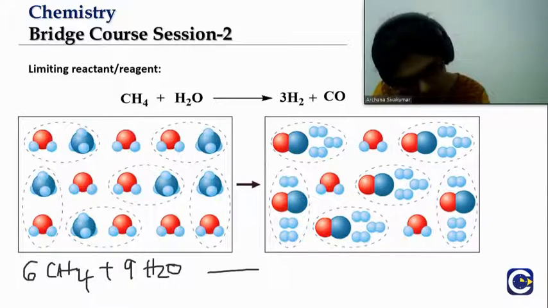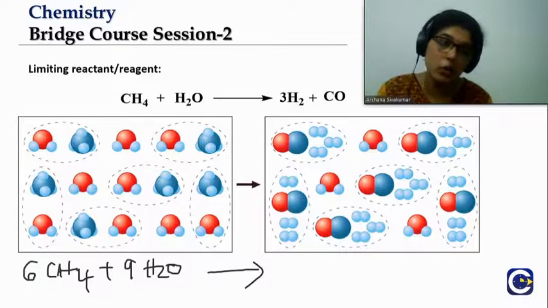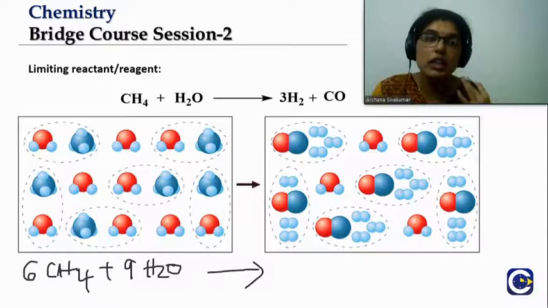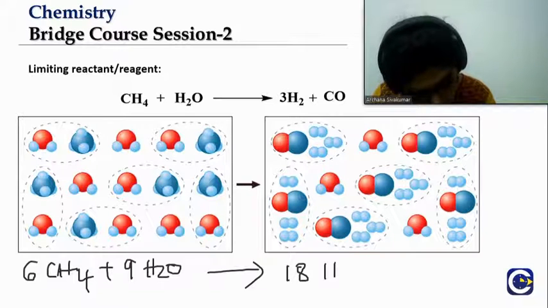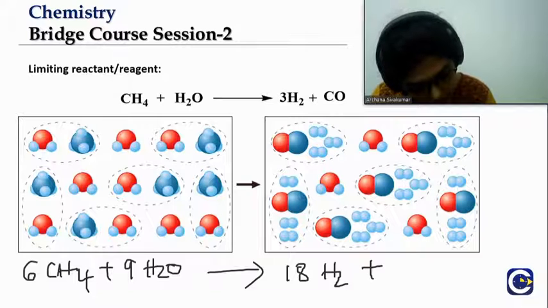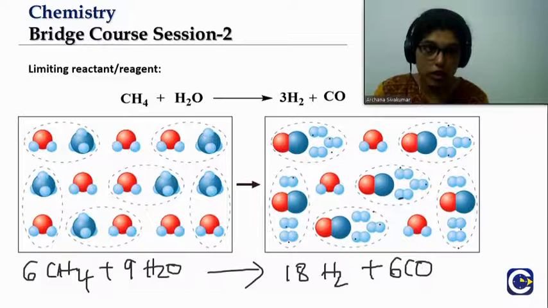So how many are they giving? Each of the 6 methane molecules will react with 1 molecule of water and give me 3 hydrogen gas, so that means 3 times 6. I will get 18 hydrogen gas molecules and 6 carbon monoxide molecules. See, 1, 2, 3, repeated for each methane, so overall I got 18, that is 6 times 3: 18 hydrogen gas molecules and 6 carbon monoxide.